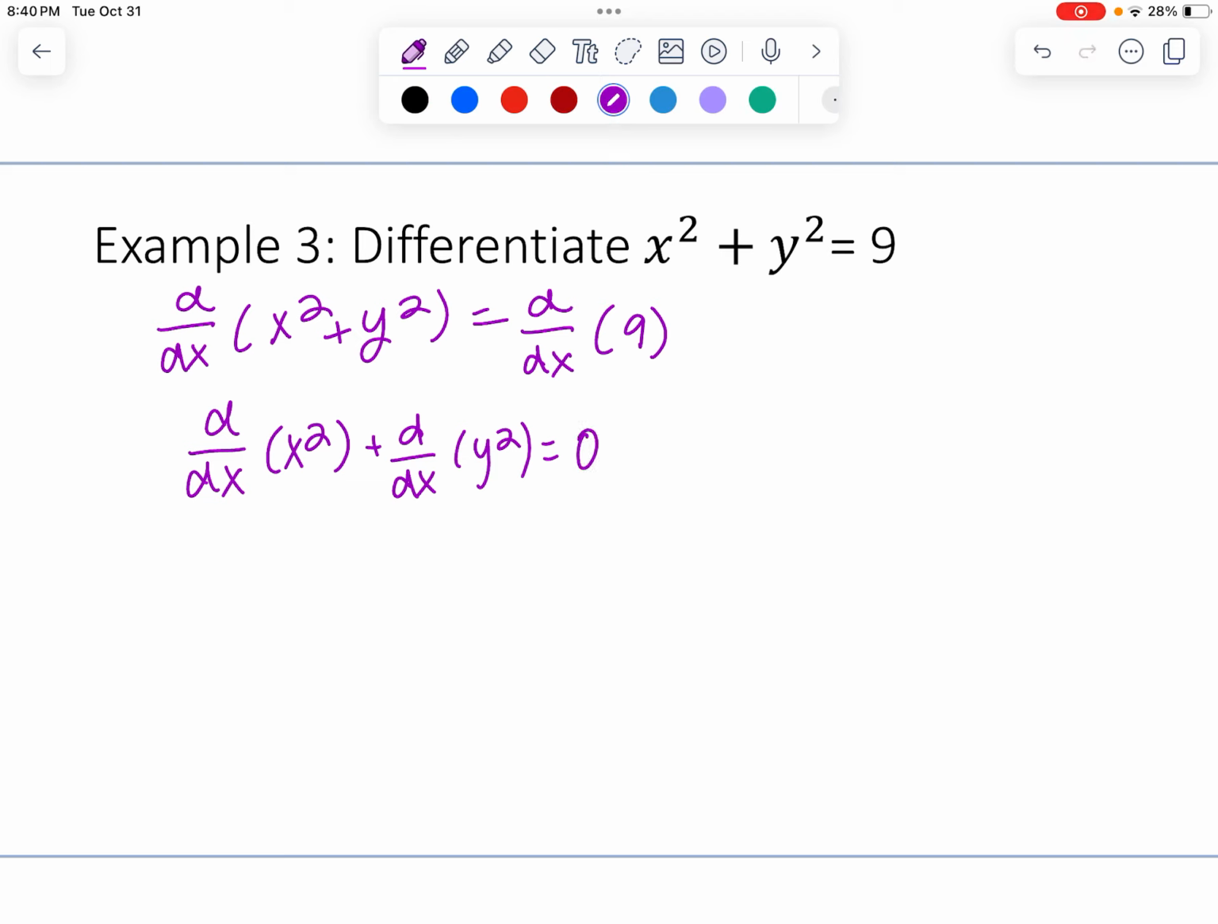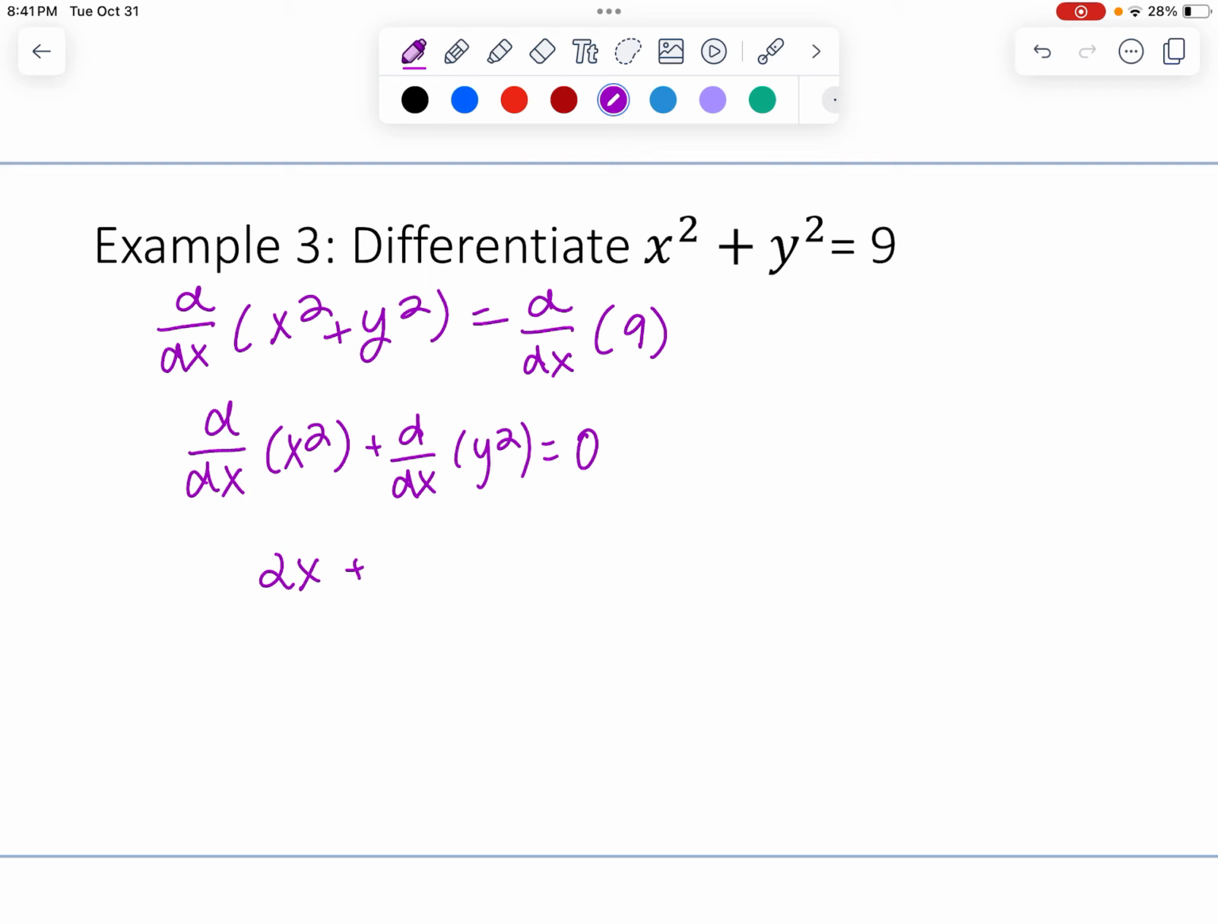And then over here, the derivative of x squared with respect to x is 2x, because what we are taking the derivative with respect to, those two match. So that's super simple. But over here, we're taking the derivative of y squared with respect to x, and those don't match up. Because those don't match up, I'll think about this as the chain rule.